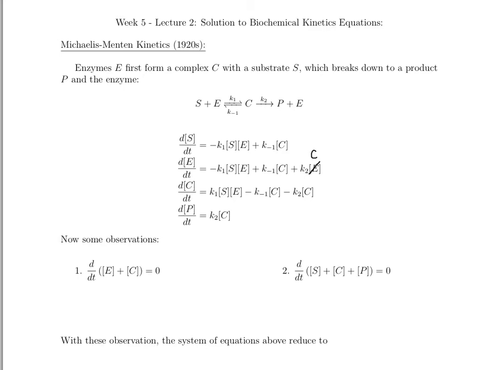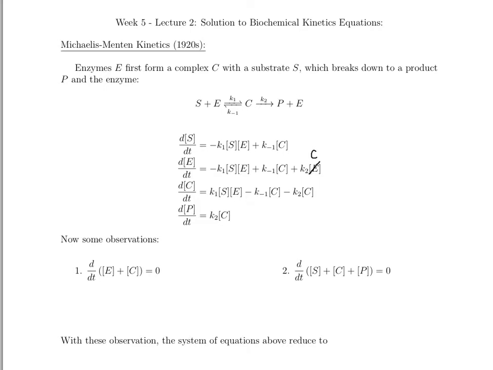So in this lecture, we're going to talk about how to solve Michaelis-Menten problems. Specifically, we're going to discuss what assumptions we need to make and some observations that come out of looking at these equations that allow us to reduce the number of equations down to a couple of manageable forms.